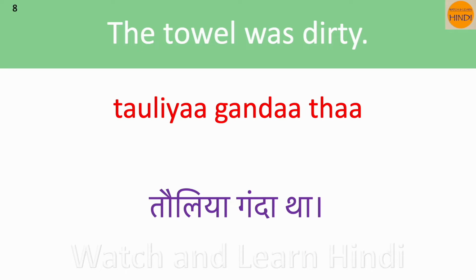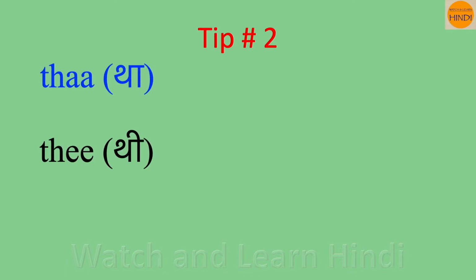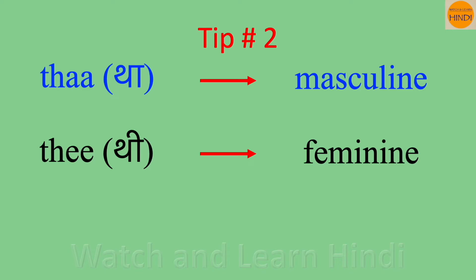Now that you have seen some sentences with tha and thi, it is time for tip number 2. Till now, all the sentences ended in either tha or thi. And from tip number 1, you know that means they are in past tense. But what is the difference between the two? Well, tha is the masculine version and thi is the feminine.